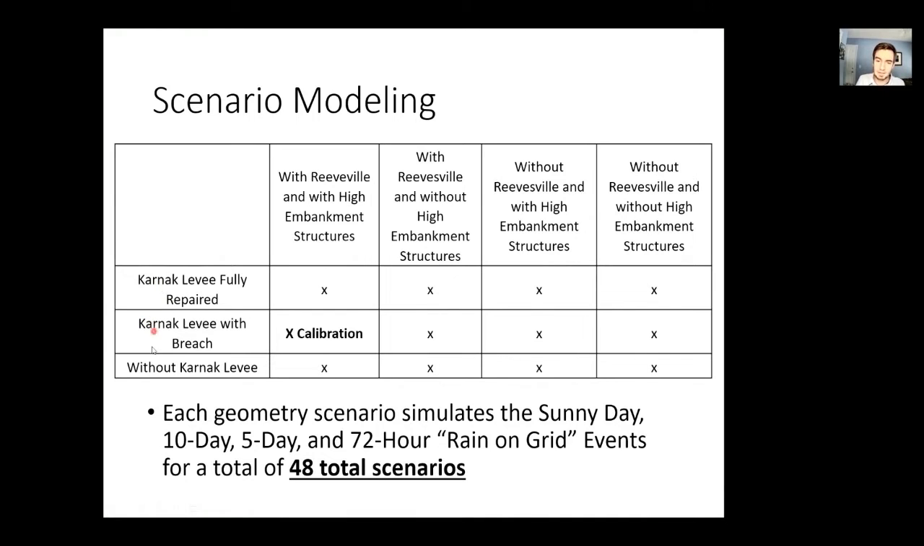So this matrix here is showing you all the combinations of model geometries that we utilize for our scenario modeling. We have our 3 Karnak levee scenarios here. We've got our with and without Reesville and our with and without high embankment structures here, for a total of 12 possible geometry combinations that we analyzed.